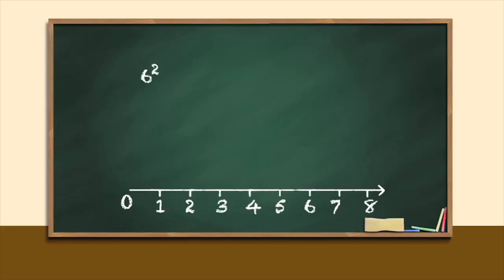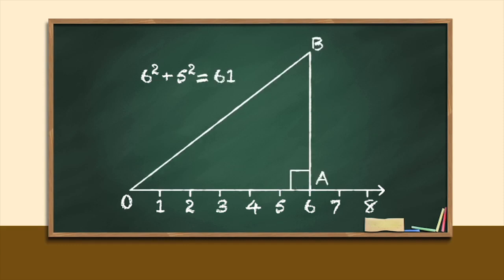Right, let me do it. 6 squared plus 5 squared equals 61. Then we have to draw a right-angled triangle with OA equals 6 and AB equals 5. Draw an arc with O as the center and OB as the radius. Then we can find the position of the square root of 61 on the number line.